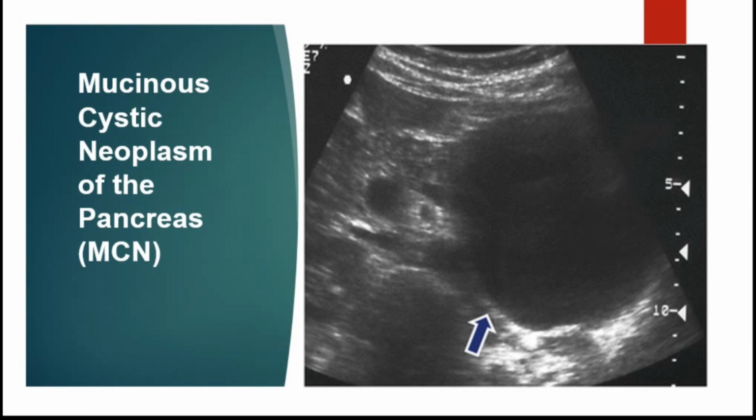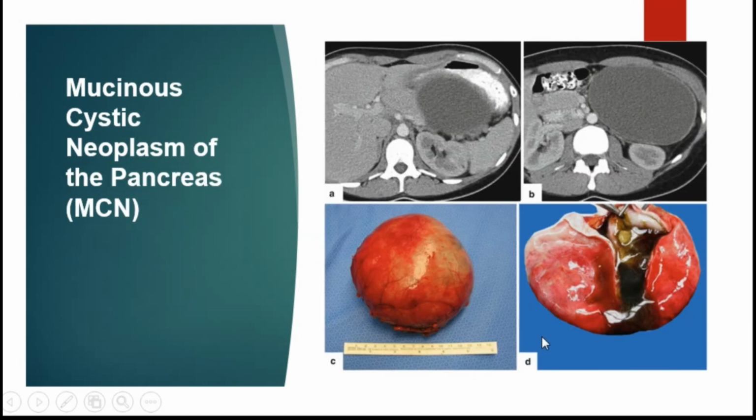Okay. Mucinous cystic neoplasm of the pancreas. Cystic means cyst, containing fluid. We can see the cystic lesion on ultrasound, and this is the CT scan. We can see the cyst.